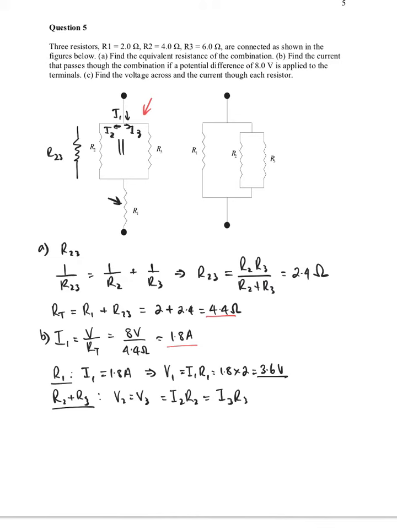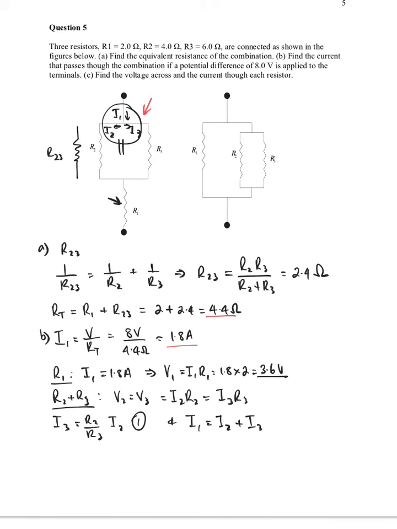Okay, so from that one, we're going to get that I3 equals R2 over R3 times I2. And so that's an equation. And we also know that I1 equals I2 plus I3. When we're looking at this node here, that's what's actually happening. We're getting I1 flowing in, I2 and I3 flowing out of it.